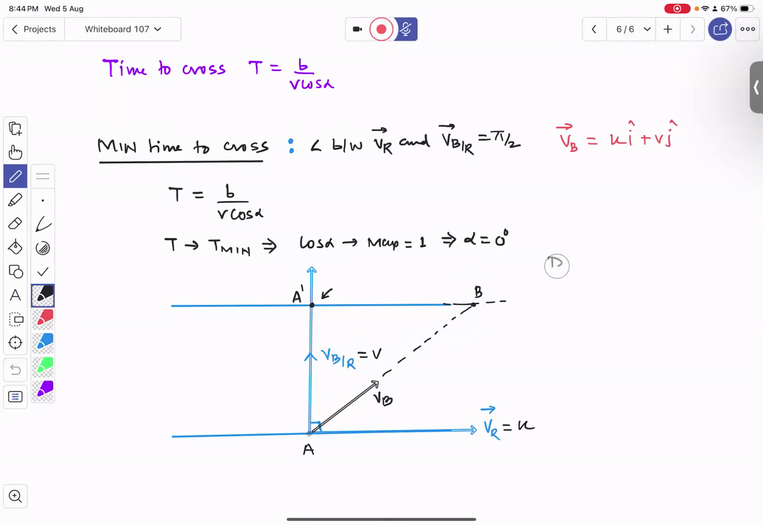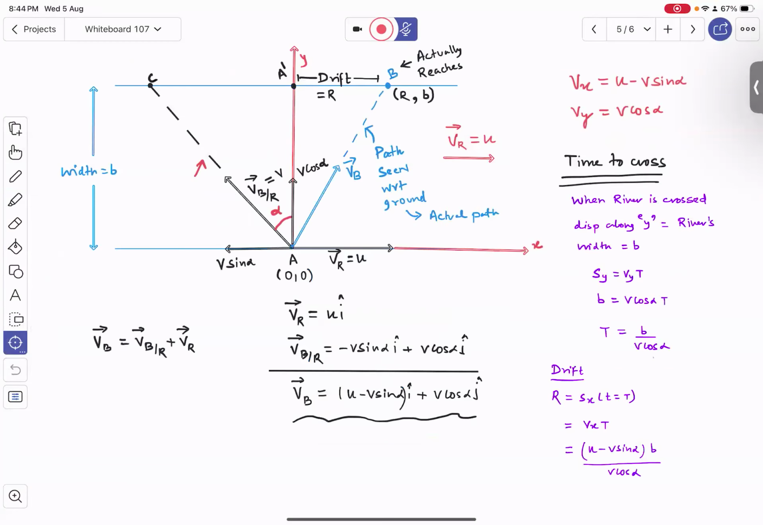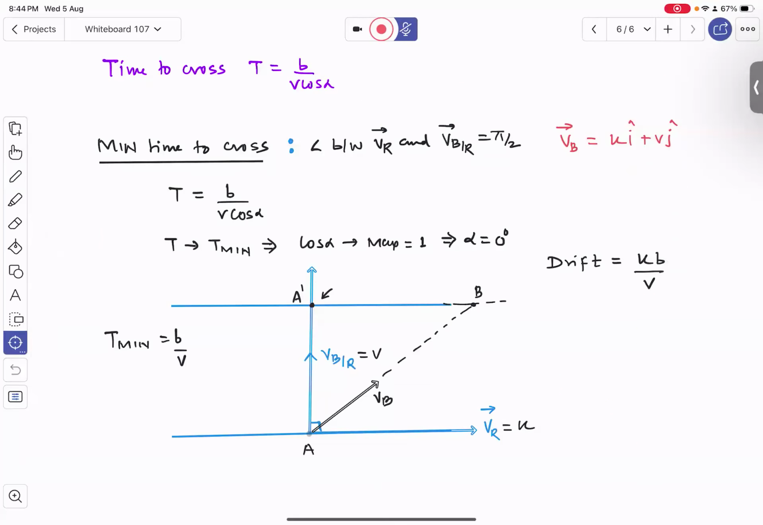So how much drift is he going to undergo in this case? It's easy. The minimum time is B by V. And what is the velocity the boat has along its direction u? So it will be u into B by V. You can plug alpha as 0 into this expression also. Put alpha 0, and you get drift as u into B by V. So when we cross the river in minimum time, I hope you have understood why the drift is this much and why the minimum time is B by V when alpha is 0.